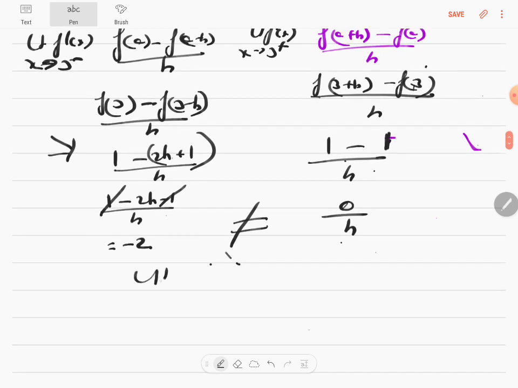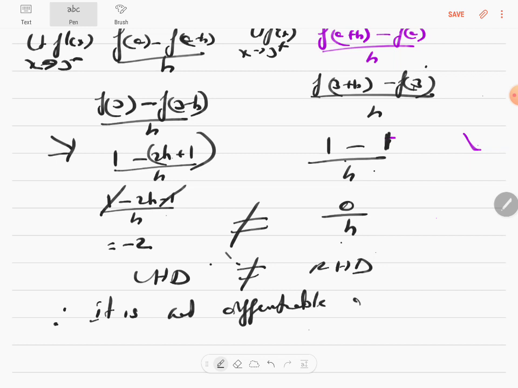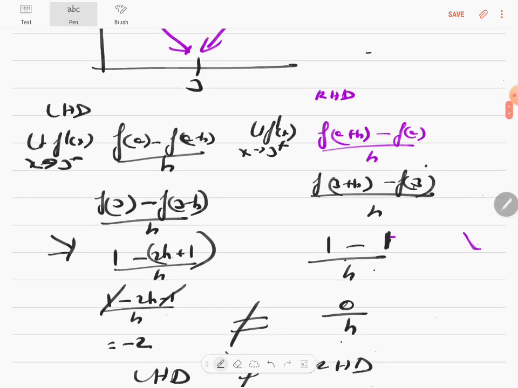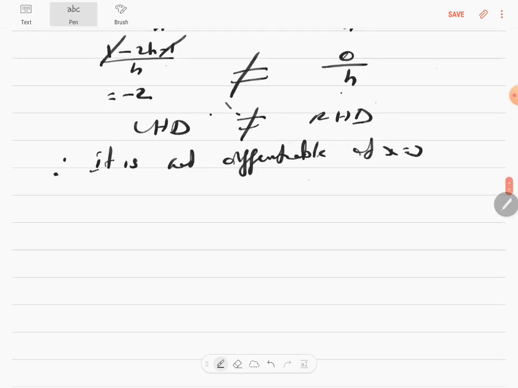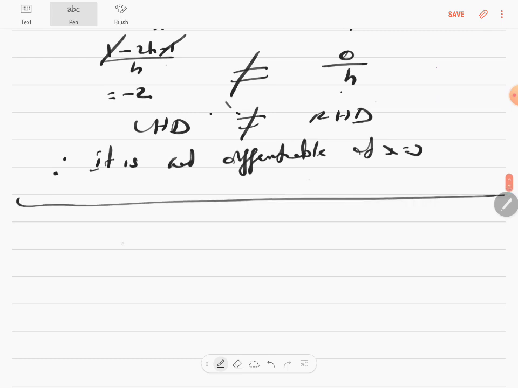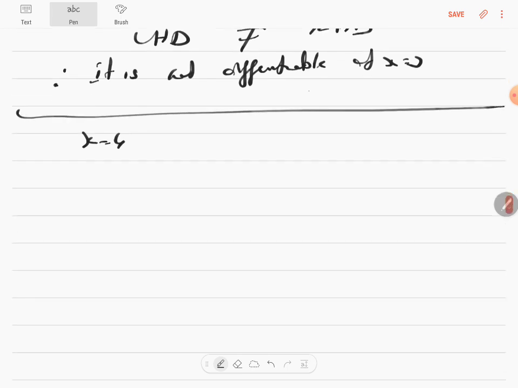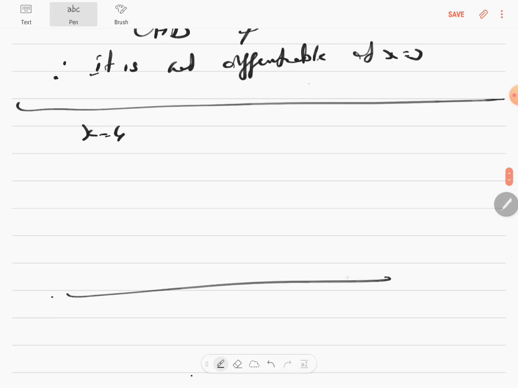So the left hand derivative is not equal to the right hand derivative, which shows that it is not differentiable at x is equal to 3. Similarly, for x is equal to 4 you'll do the same thing. Supposing you want to prove it for 4, you take a number line with 4, and approach from the right and the left.